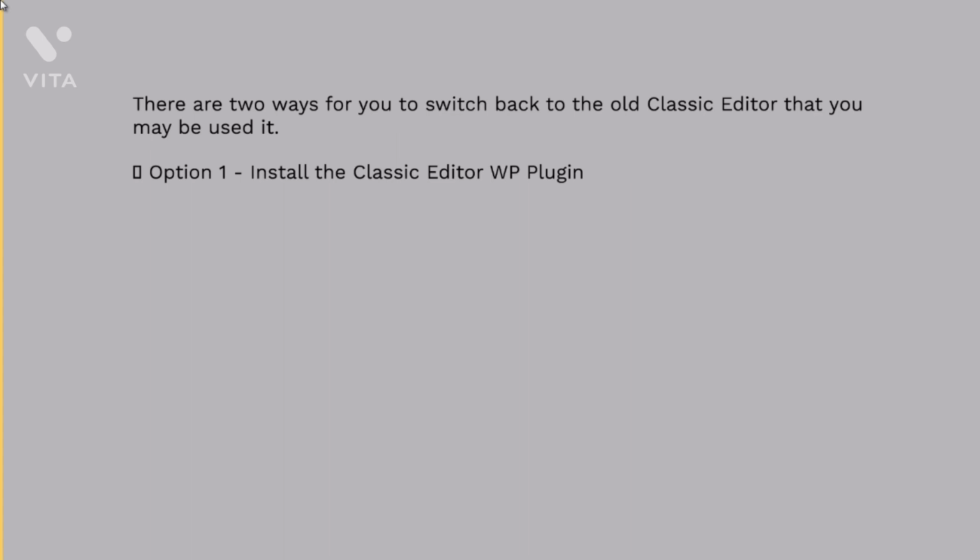Option 1 is to install the classic editor WordPress plugin. And option 2, you can disable the Gutenberg WordPress plugin. Now, bear in mind that option 1 is what most of you are going to implement. Option 2, the reason why I included this was because some of your clients or some websites that might be outdated, that haven't been updated, may be utilizing the Gutenberg WordPress plugin.